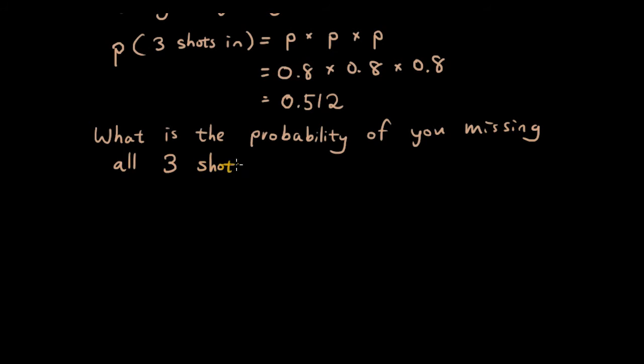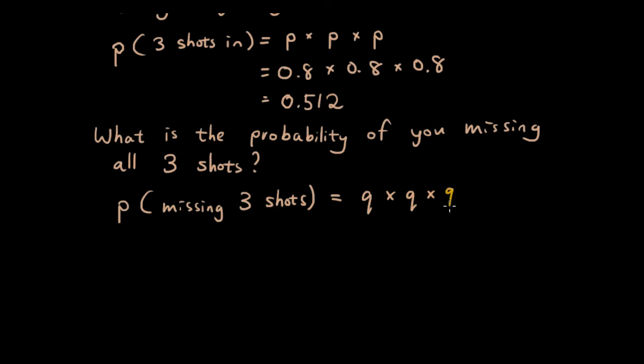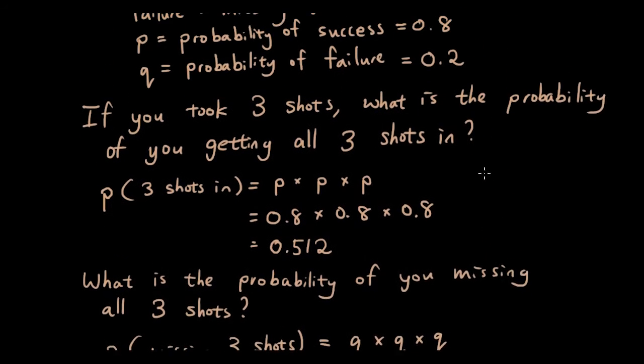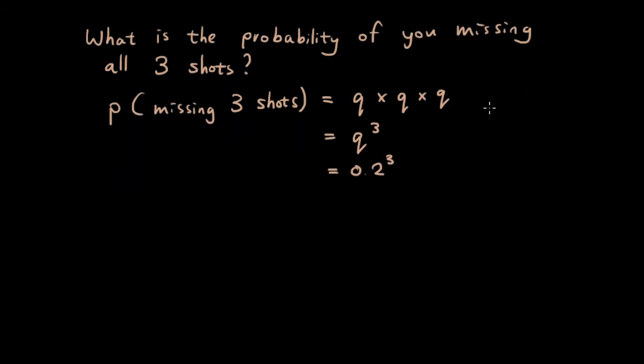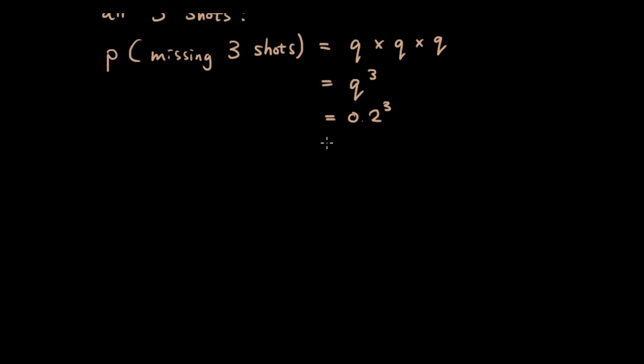Now, if I asked you what is the probability of you missing all 3 shots, then to work that out, you would do the probability of missing 3 shots equals Q times Q times Q, which is Q to the power of 3, which is 0.2 to the power of 3, since we have discussed earlier that the probability of failure is 0.2. So 0.2 to the power of 3 is 0.008.